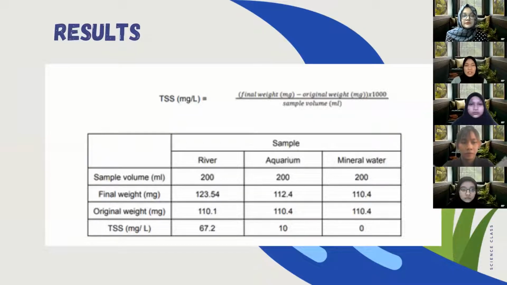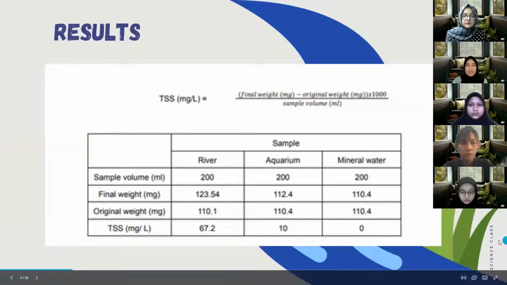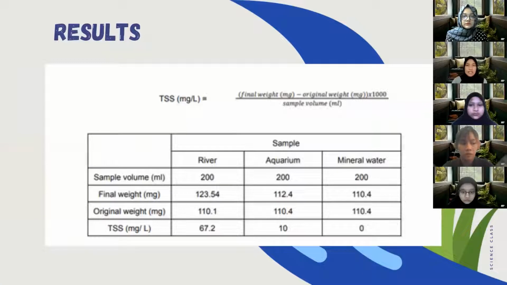So today, I'll be talking about the result of the experiment. As for the result, we took 3 samples, which are river water, aquarium water, and mineral water. First, we took an initial weight of each of the samples, and after 3 days, we weighed all of the samples and calculated the TSS by using the total suspended solid formula, which is final weight minus initial weight, divided by the volume of the sample.